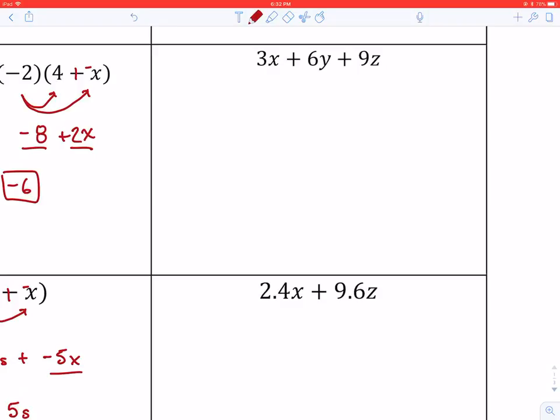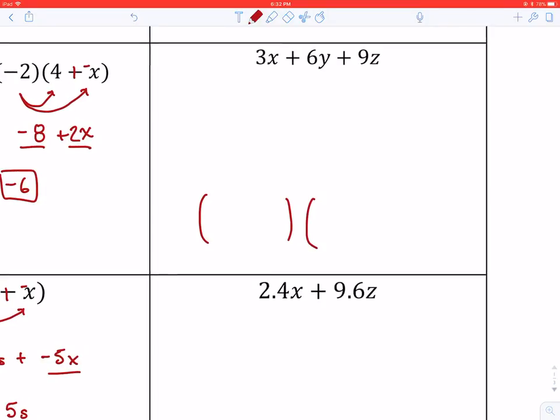Okay, this one might seem a little tricky because it has 3 different variables. We've got x, y, and z. But we also have the numbers 3, 6, and 9. And 3, 6, and 9 all have a greatest common factor of 3. And so if they all have a common factor of 3, then that's what I can pull out. I can make my 2 sets of parentheses, and I can pull out a 3 from all of these. So I'm going to put 3 here, and I'm going to divide each of these by 3 to determine what I'm going to put into my second set of parentheses.